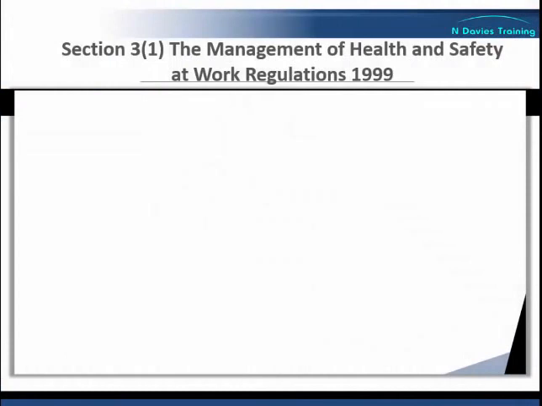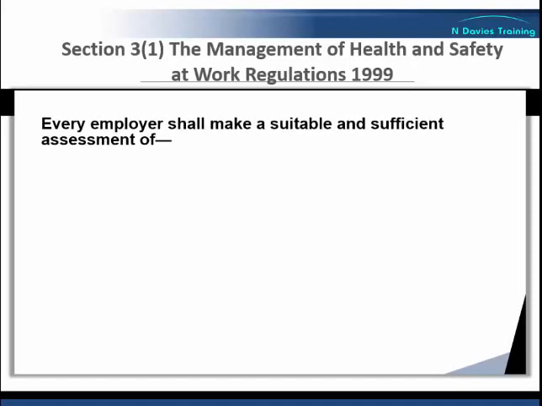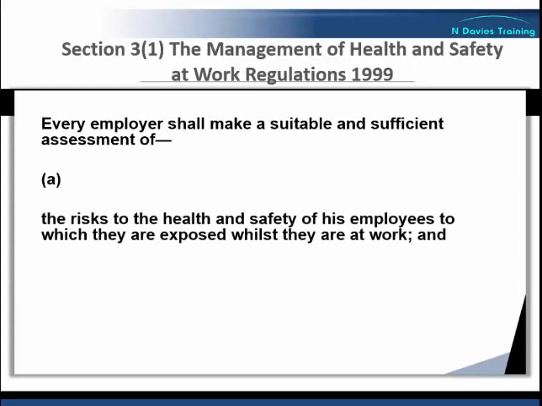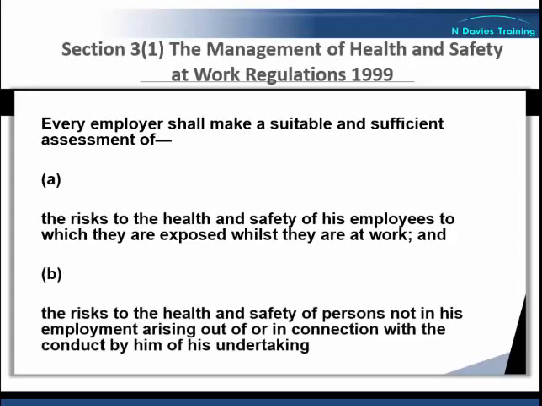First of all, let's look at what Section 3(1) of the Management of Health and Safety at Work Regulations 1999 says. Now this is as follows. Every employer shall make a suitable and sufficient assessment of A. The risks to the health and safety of his employees to which they are exposed whilst they are at work, and B. The risk to the health and safety of persons not in his employment arising out of or in connection with the conduct by him of his undertaking.